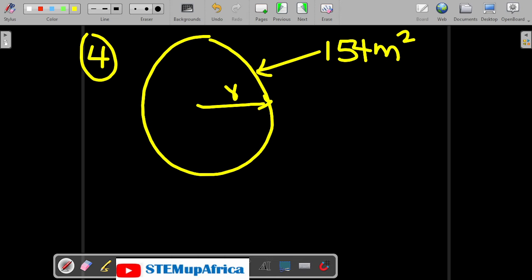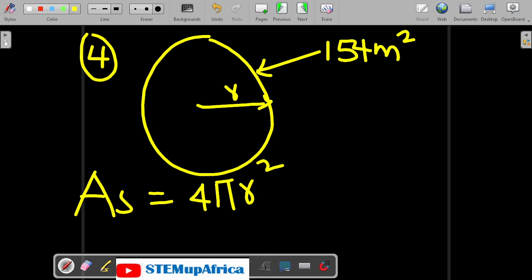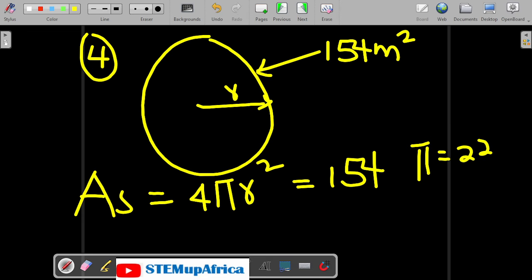So the question is, what is the formula for calculating the area of a sphere? The area of a sphere, the formula is 4 pi r squared. That's the formula for calculating the area of a sphere. And the value is simply 154. So with that, let's find our radius. And they gave us pi, don't forget, pi is given as 22/7. So with that, I can now find the radius of the sphere.